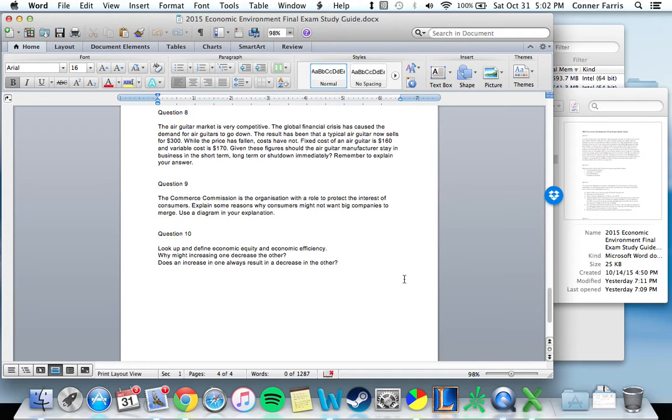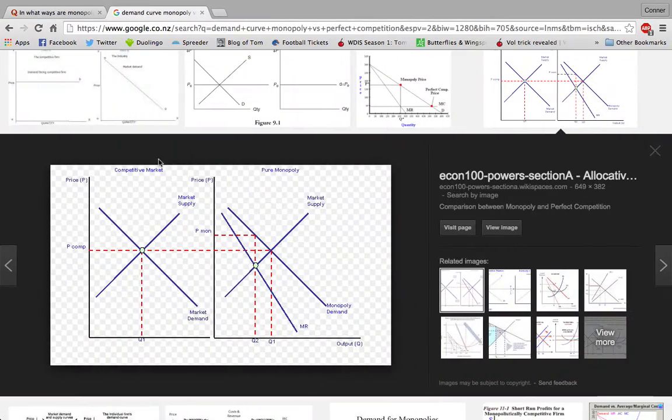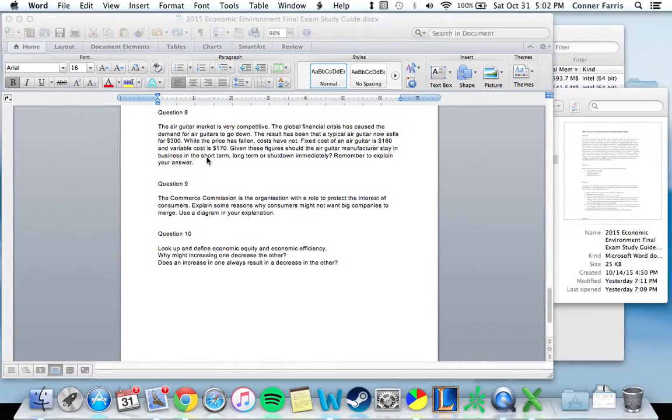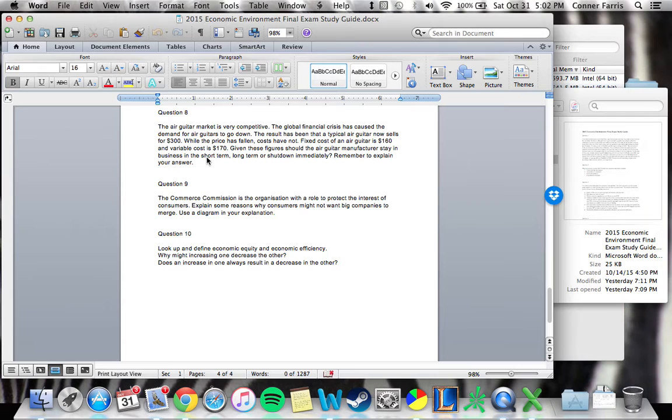So if we increase efficiency, does equity have to decrease? Are they inversely related? Are they directly related? Or is it somewhere in the middle? Who knows? Spend a little bit of time on Google. Look it up. It's just a reasoning question. We talked about this in class plenty.